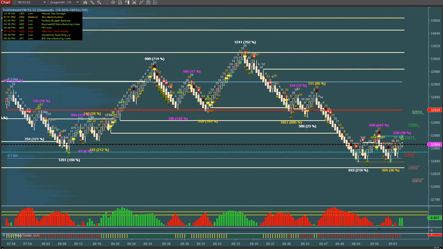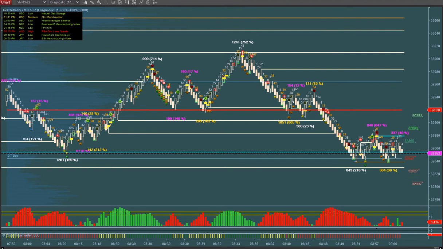I mean, it really looks like it's wanting to break short. Just not too sure if it's going to happen in the next 10 minutes or so. I mean, it's going to break out eventually.